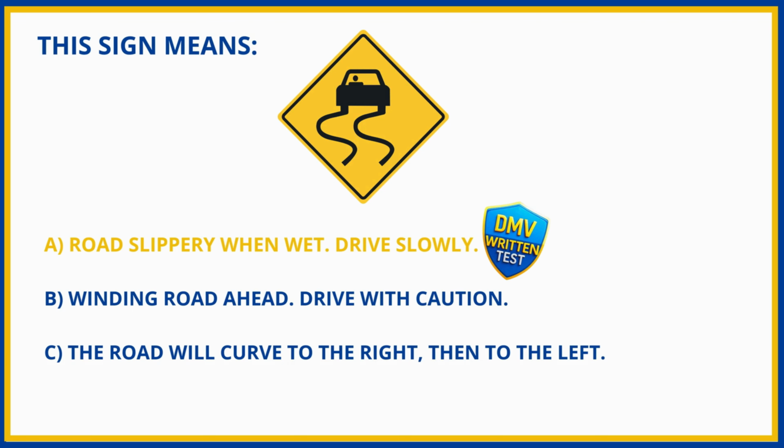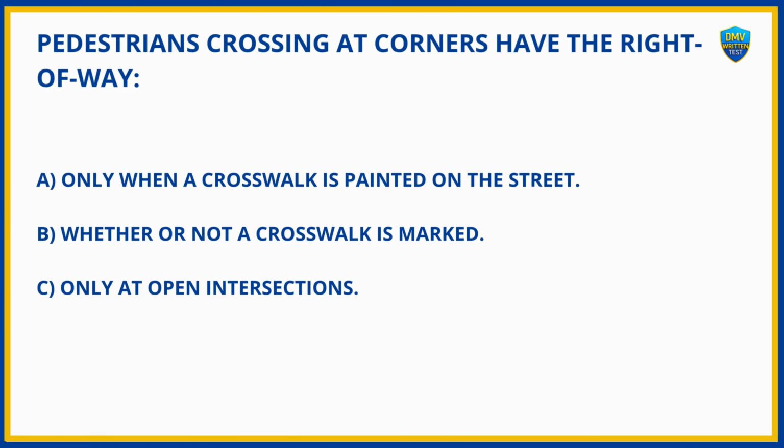Pedestrians crossing at corners have the right of way. A. Only when a crosswalk is painted on the street. B. Whether or not a crosswalk is marked. C. Only at open intersections. And the answer is B. Whether or not a crosswalk is marked.